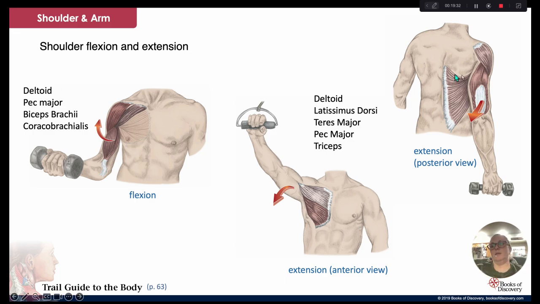So it flexes. We're going to pop over here. It extends, so brings it back. And here's the anterior view of extension. So it's flexed, and if it were to be dropping back down, we're talking about flexion or extension. Here's a couple muscles that are involved in those actions. I want you to keep in mind that the deltoid does virtually everything that the shoulder can do, or moves the shoulder in every direction. So the deltoid is a really important muscle for full shoulder movement.